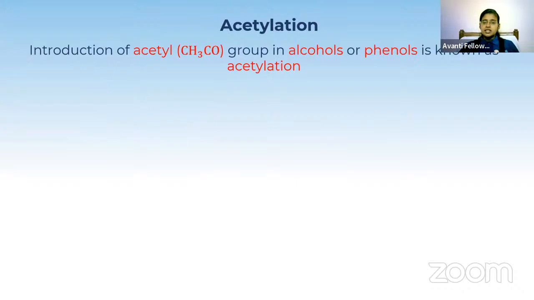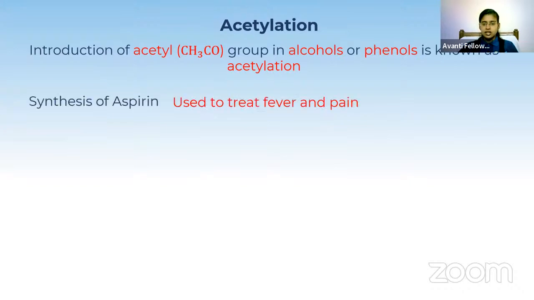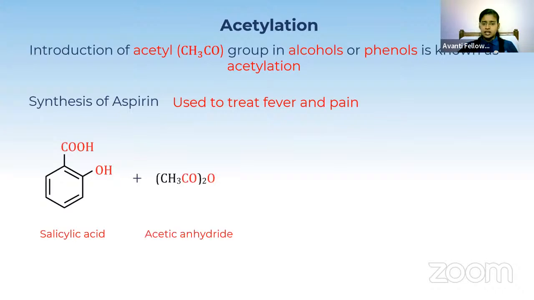So it means introduction of acetyl group in alcohol or phenol. Okay. So basically this acetylation is used for the synthesis of aspirin, and you all know aspirin is used for treating the fever and the pain. Okay, so medicine. So first of all, I have to take a compound, and the compound is salicylic acid, and it is treated with acetic anhydride.